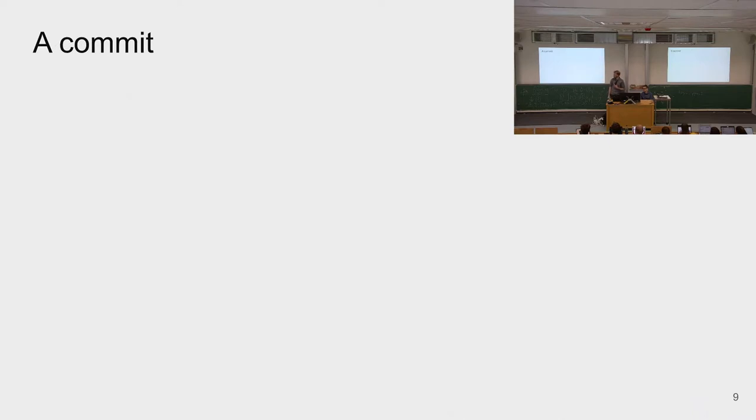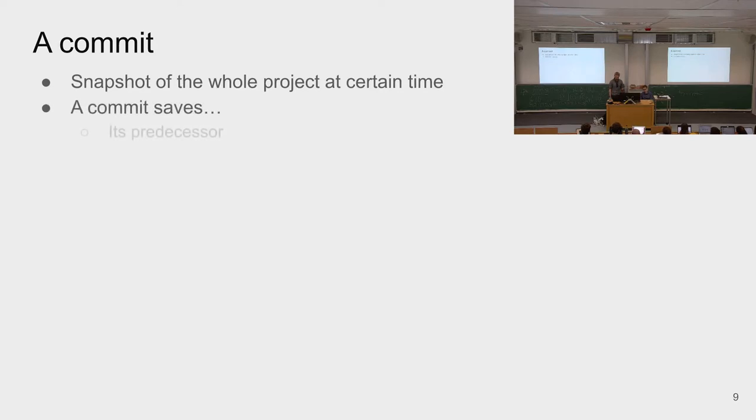Okay, the most important thing about Git is a commit. A commit is a snapshot of your whole project at a certain time. So if you made something important, or before you make some breaking changes, you always want to commit. A commit then saves its predecessor. Like I said, it saves the entire project at a certain time.